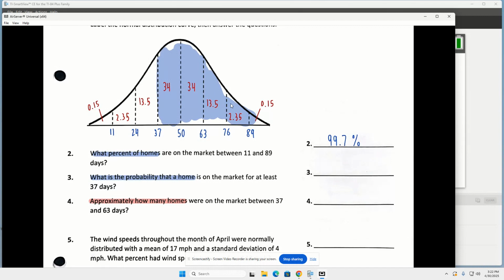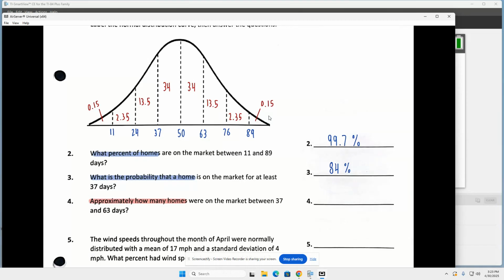Now again, you're welcome to go add up all of these. 34 plus 34 plus 13.5 plus 2.35 plus 0.15. What I did was, I know that this line right here divides this into 2. This is 50%, so I go 50% plus 34%. 50% plus 34% is 84%. But again, if you add all these up, 34 plus 34 plus 13.5 plus 2.35 plus 0.15, it will also give you the 84%. Promise.